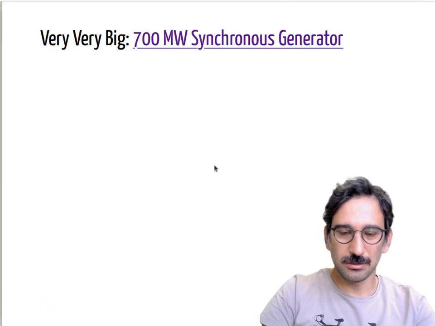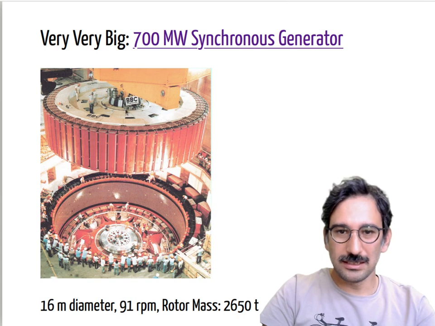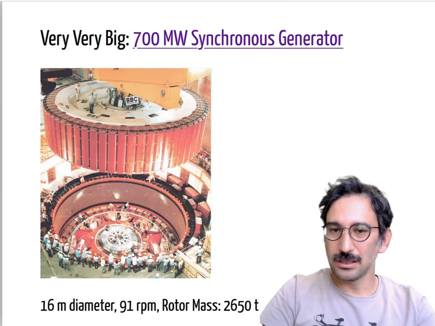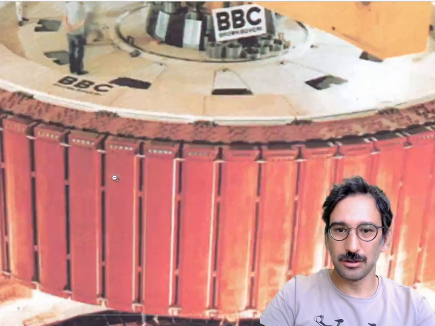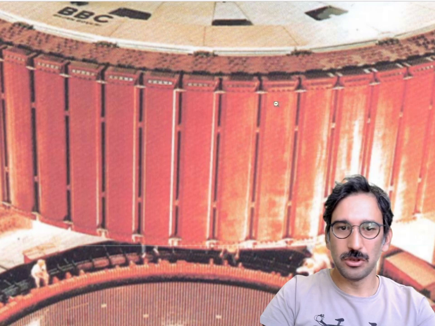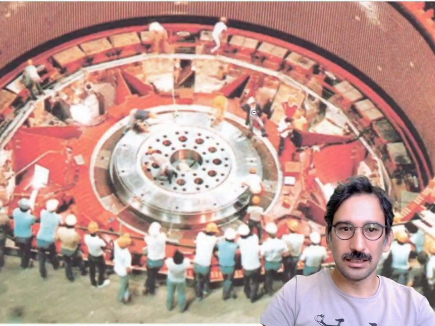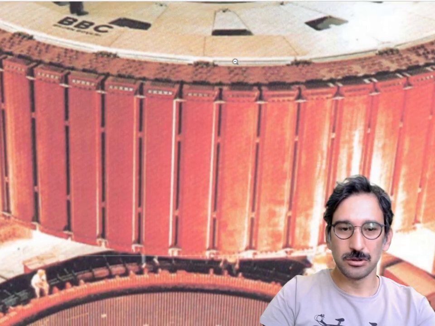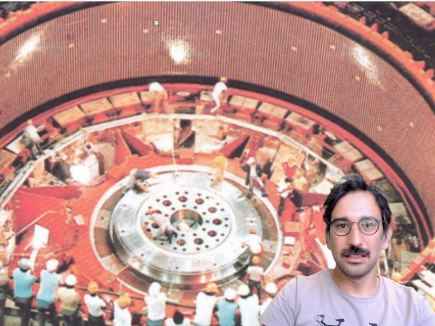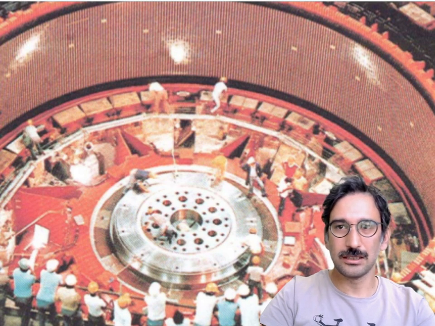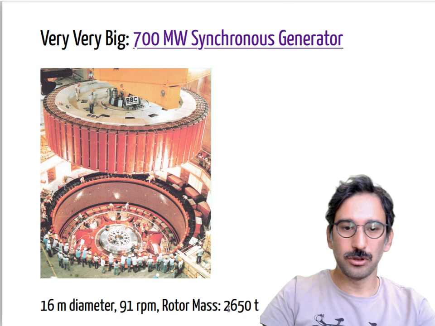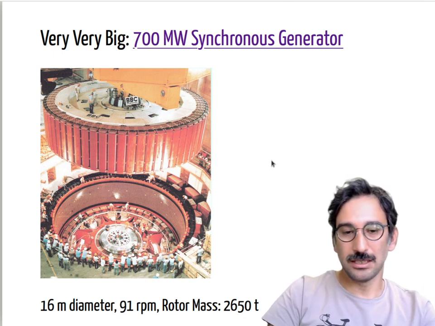I think this was the same one. So this is the actual generator of that one. I don't know if you can see those things. Let me open the image for you. So these are some workers standing on the rotor, and you can see the poles of the rotor. And again, inside there are many workers, and that rotor is going to be placed inside the stator. You see the stator windings, and probably there will be just a few centimeters at most of air gap. Okay, so the rotor mass for that one is more than 2600 tons.